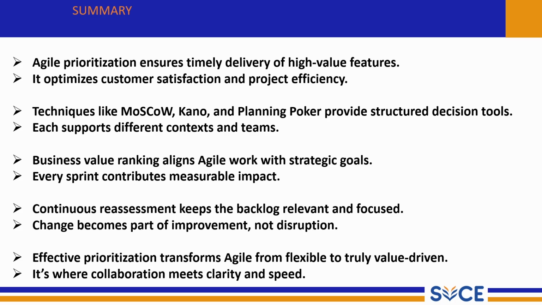So, business value ranking aligns Agile work with the strategic goals. Business value ranking ensures that development efforts support the company's strategic priorities and long-term goals. Every sprint contributes measurable impact. Since high value tasks are completed first, every sprint produces useful outcomes that stakeholders can clearly see and measure.